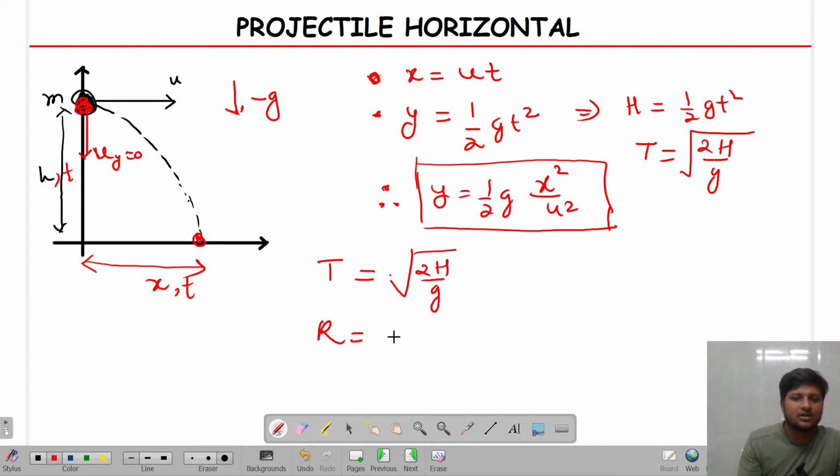we can know the range of the particle. And the range of the particle is what? U into time t, or time of flight you can say, and therefore it is equal to u root over 2h upon g. So this is the easiest case.